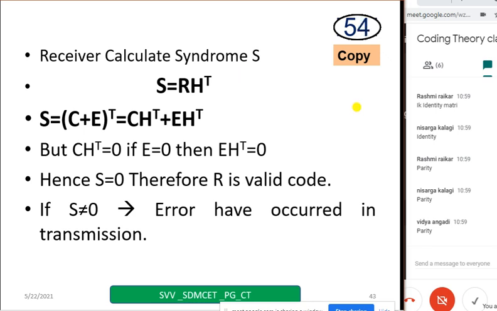Copy down this decoding procedure. We do S equal to R into H transpose. R is the received word. Received means a code word plus some error I am receiving. If the error is 0, it's nothing but CH transpose only. Hence RH transpose, or S, equals 0. Otherwise I will get an S value other than 0. Whenever S is not 0, any combination of zeros and ones, then I can say some error has occurred.